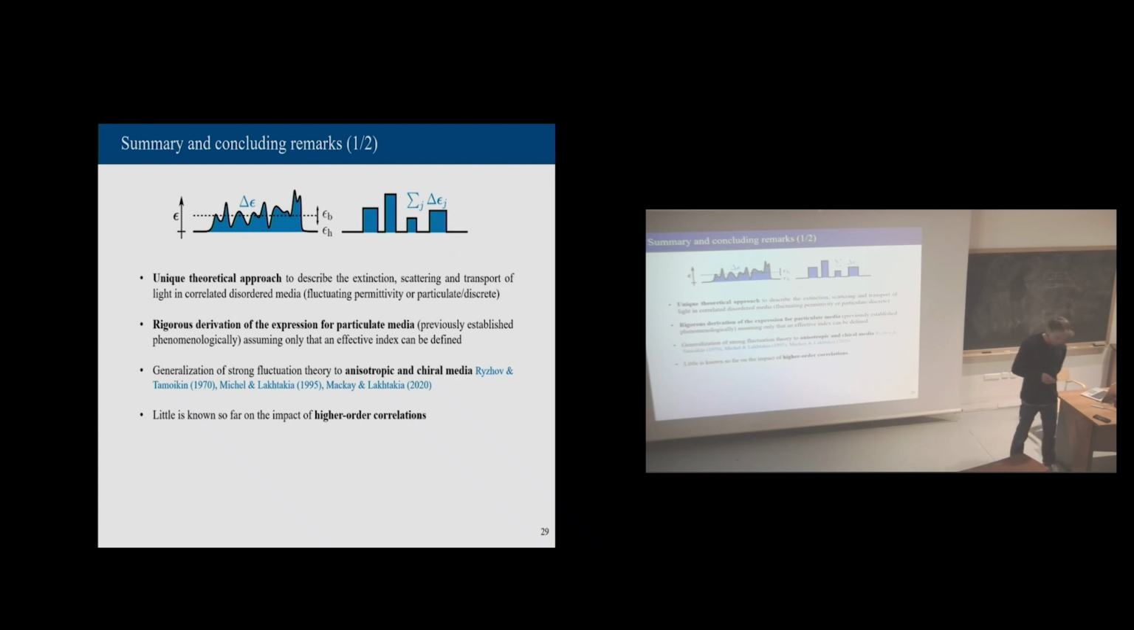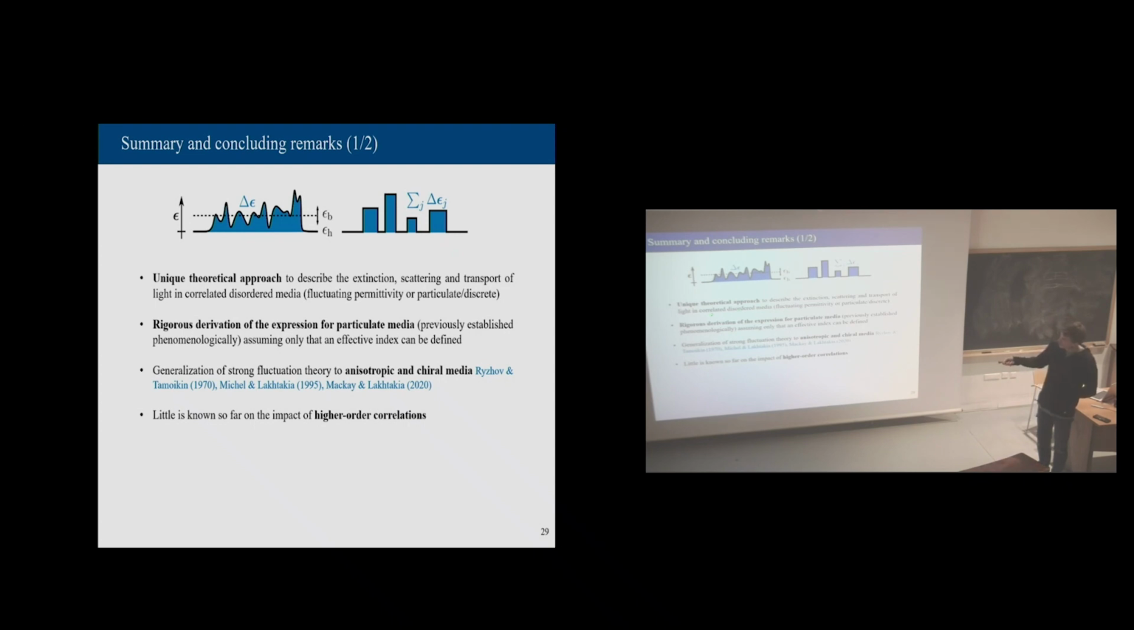So that brings me to the conclusion. There are a few messages that I wanted to give. First, I tried to give you an idea of a theoretical framework to describe the impact of structural correlations on light scattering. What is interesting here is that we have a unique theoretical approach to describe the extinction, scattering, and transport of light in correlated disordered media that can be either fluctuating permittivity or particulate media. There has been, in the review article, also a rigorous derivation of the expression for particulate media that is beyond the long wavelength approximation, and that was previously established only phenomenologically.